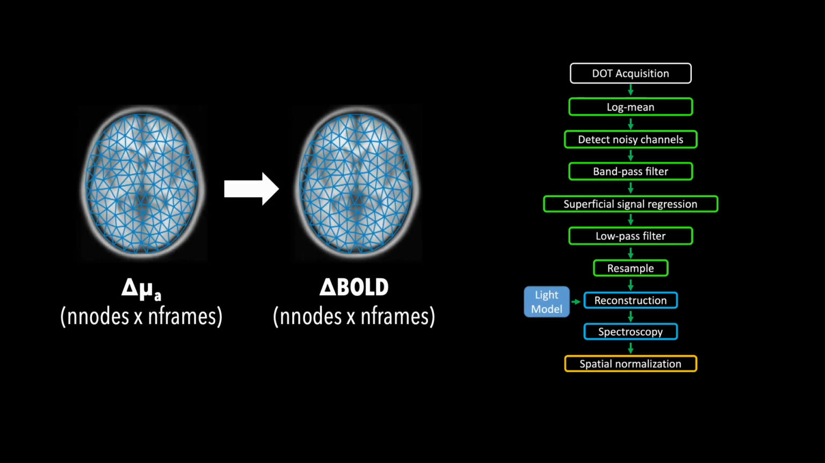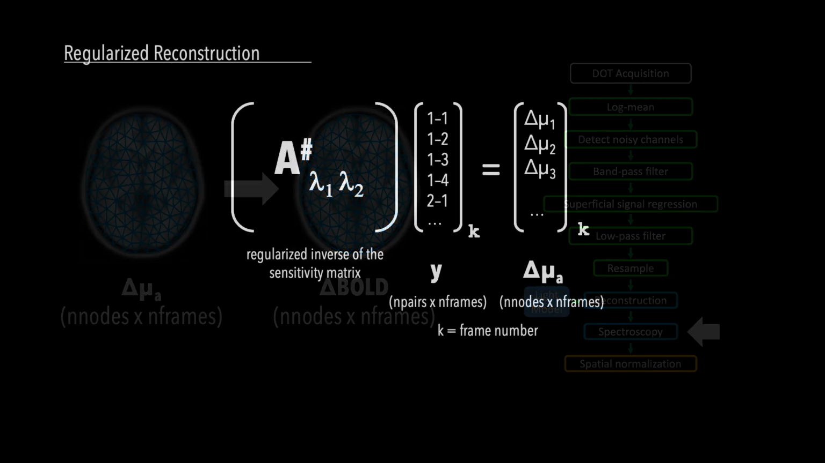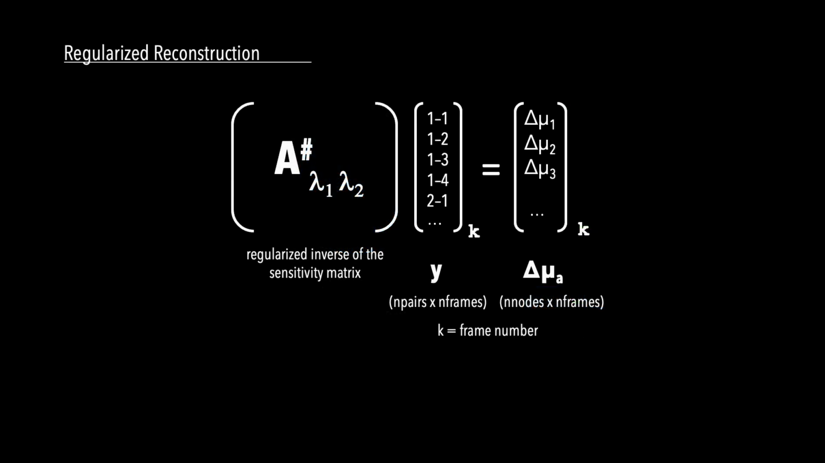The goal of post-processing is to convert the volumetric map of absorption generated by reconstruction into a map of BOLD activation, ready for visualization and statistical analysis. For reasons that will become clear, the first step is referred to as spectroscopy in the NeuroDOT documentation. To explain this, we must briefly return to reconstruction. As described, reconstruction converts paired light measurements into a volumetric representation of light absorption.